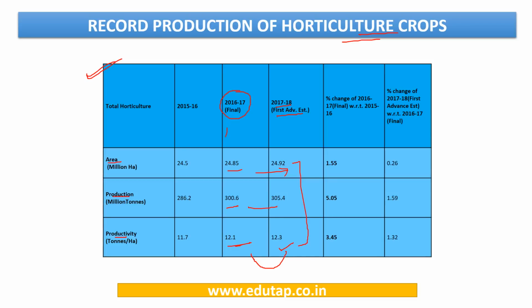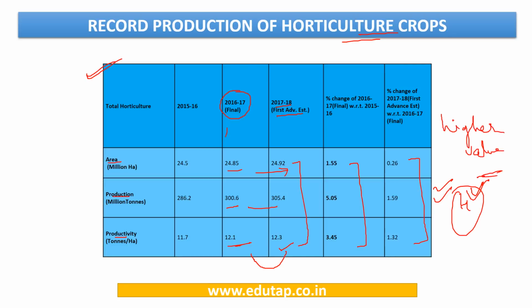These have been relative changes with respect to 2015-16, and these have been relative changes with respect to 2016-17 in 2017-18. So you can clearly see that there has been increase in the crops under horticulture. So horticulture is becoming more and more likable by the farmers, because horticulture crops fetch higher value as compared to food grains.